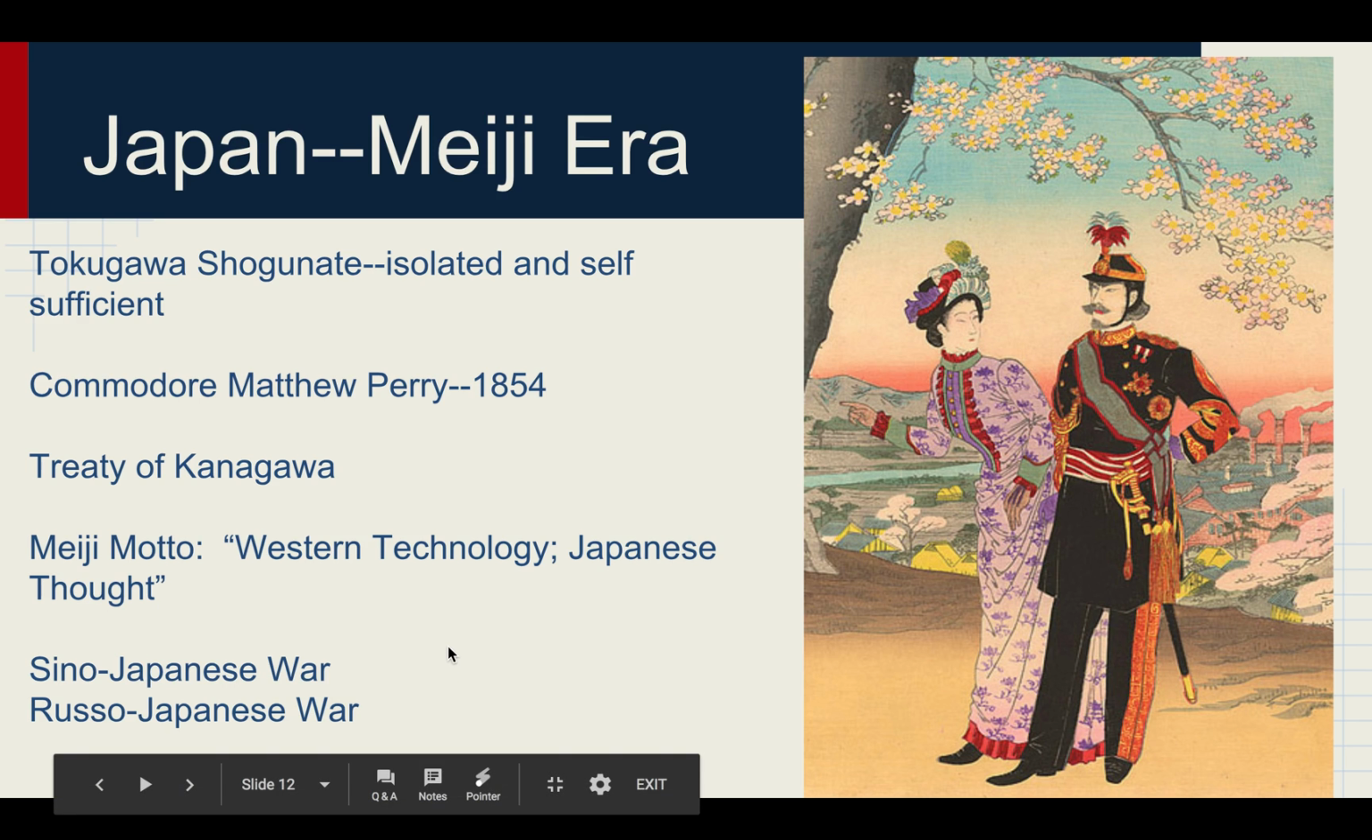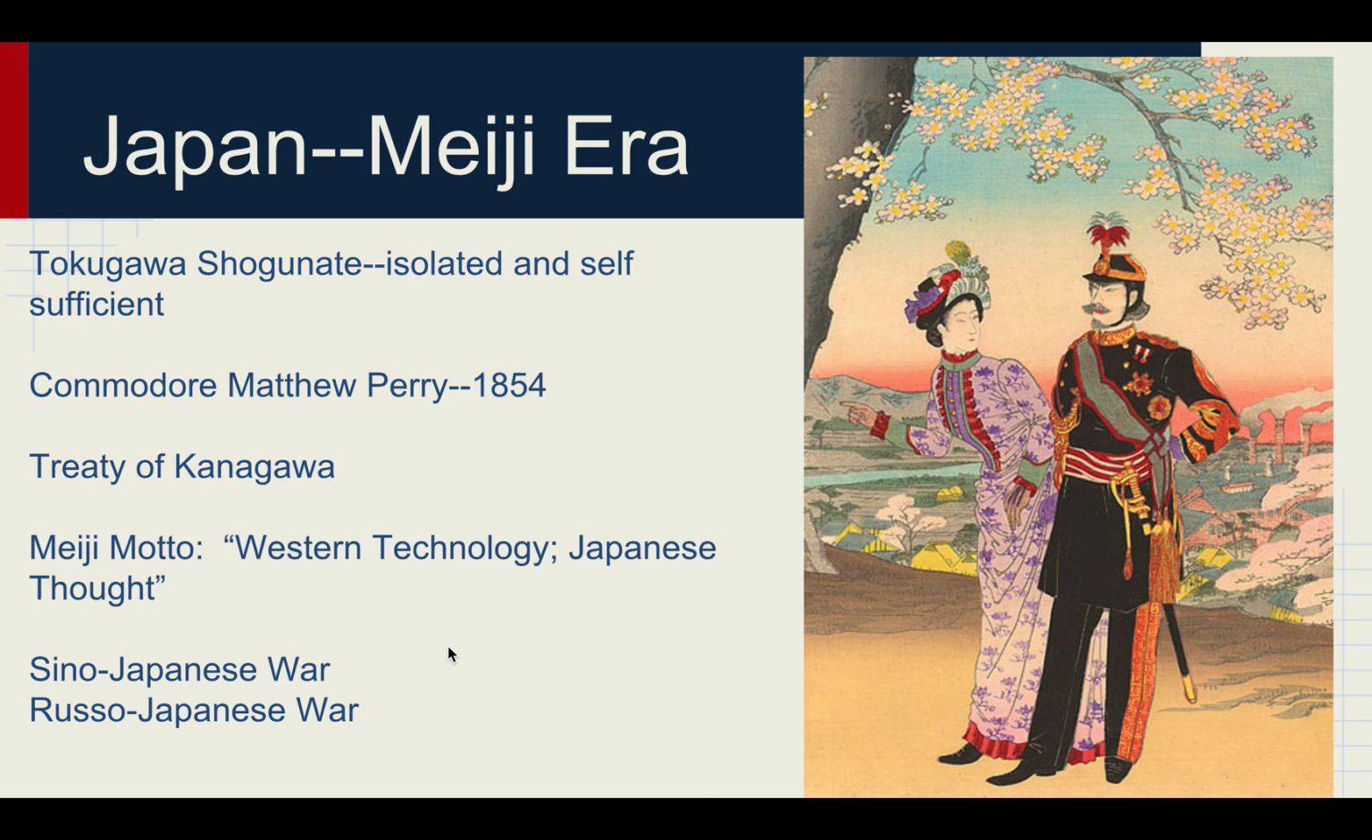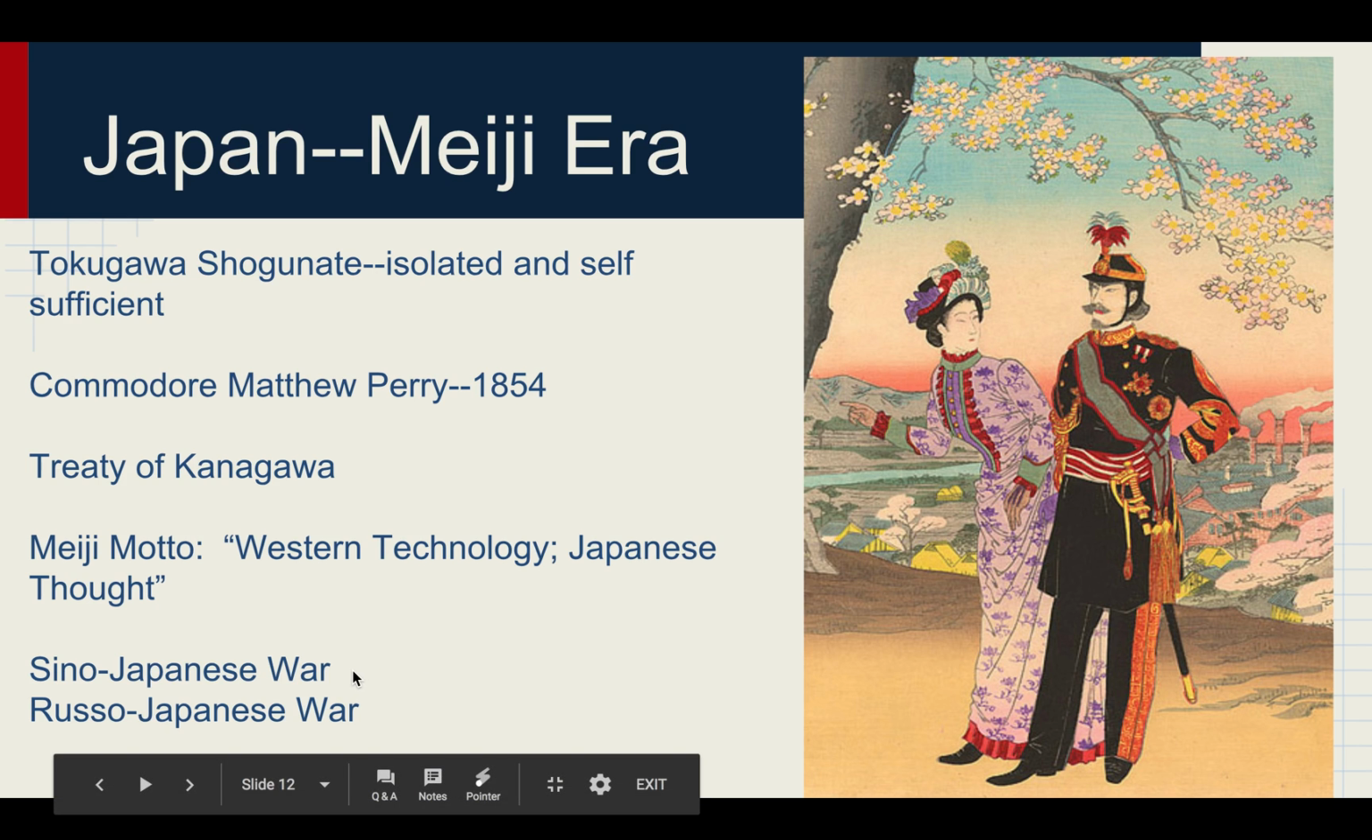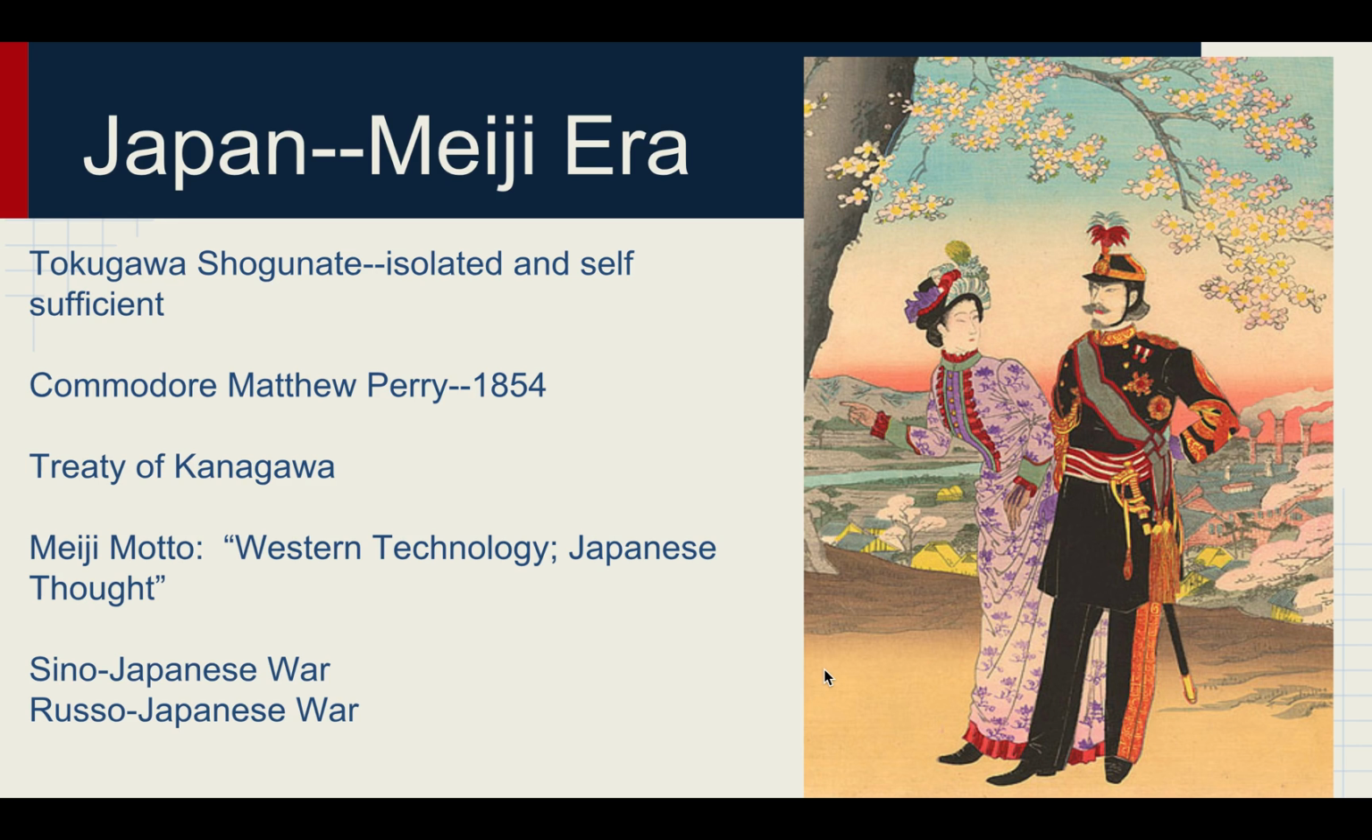They also are going to become very good at beating other countries militarily. And so the first time they're going to do that is the Sino-Japanese War, where they defeat the Chinese. And then the second is going to be the Russo-Japanese War, where they defeat the Russians. And so they're not only going to modernize and industrialize, they are going to begin to dominate. And of course, what they lack are natural resources. And that's going to lead them to become an imperialistic power.